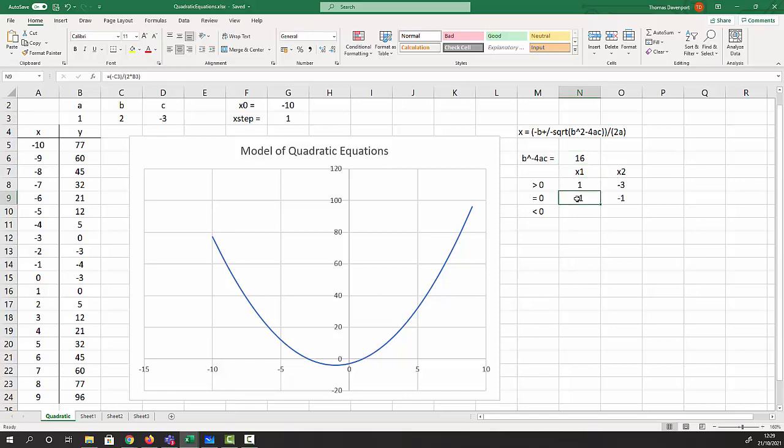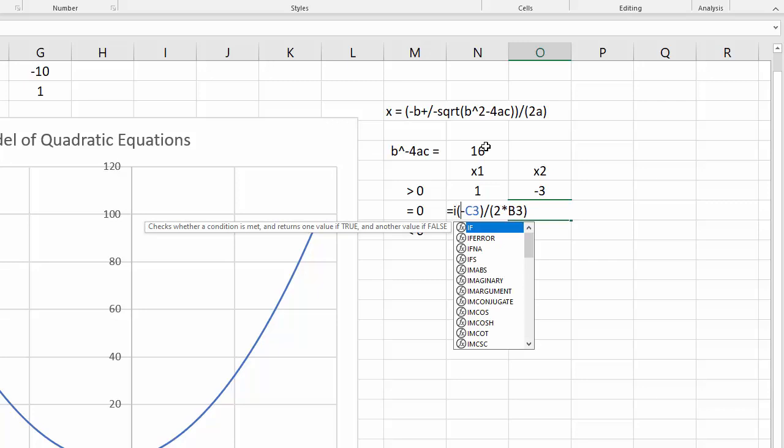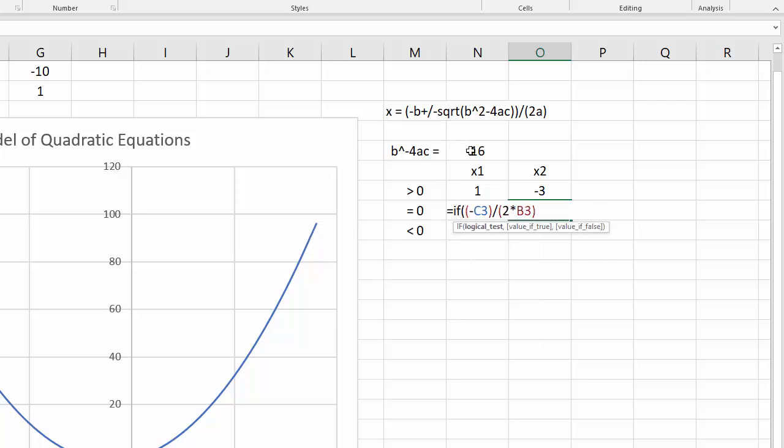Now I can do the same for this value here, which is to say F2. So if b squared minus 4ac equals 0, then show me this value, otherwise show me nothing. Bracket, and I'll do the same on this one, which is F2. If b squared minus 4ac equals 0, then show me the value, otherwise don't show me anything.